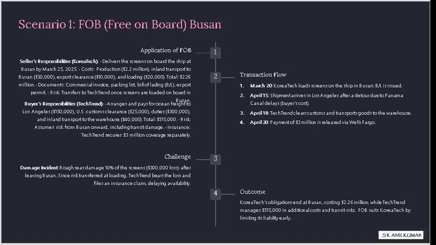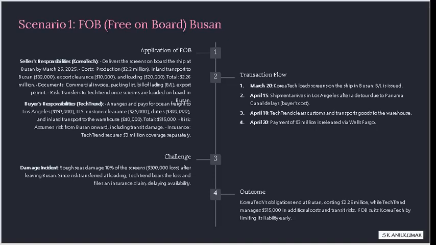The risk, from the point the goods are put onto the vessel in Busan port, is for the buyer's account. They will take the transit damage risk. The buyer will take that, and they will arrange for insurance. TechTrend will arrange for insurance for 3 million coverage separately.